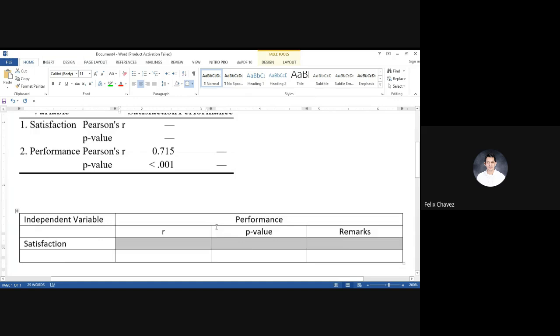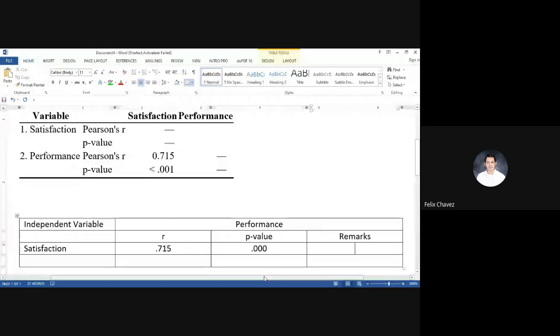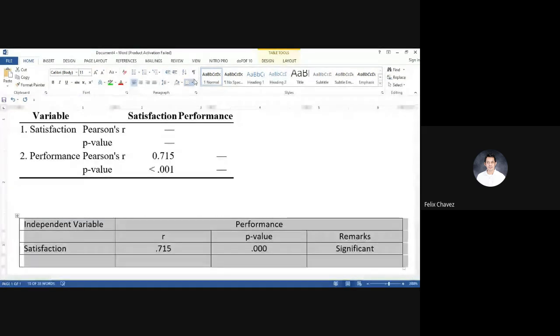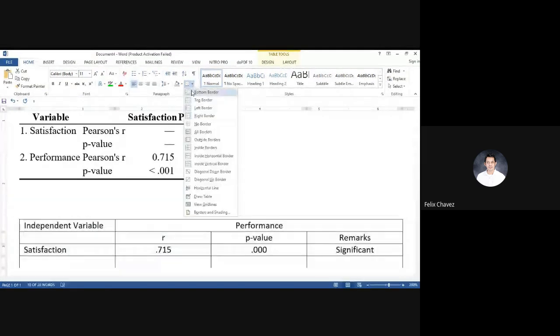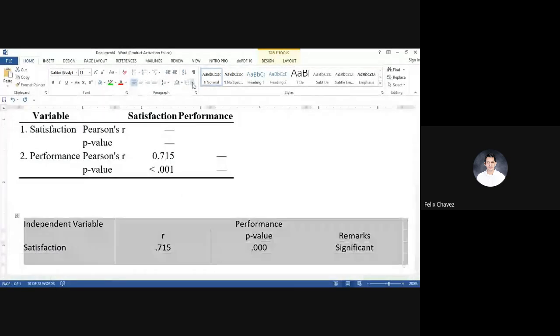So the results, the R value is 0.715. That's a positive correlation. The p-value is less than 0.01, so it is 0.000. Okay. Since the p-value is less than 0.05, then this is significant. So this is how to present or report the table for Pearson R correlation.